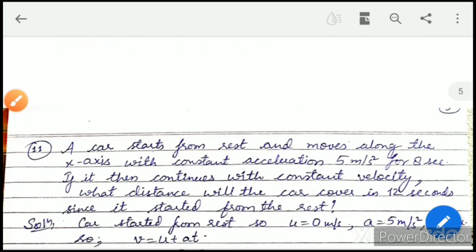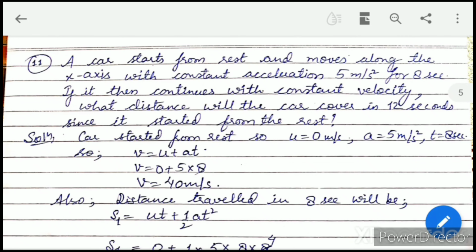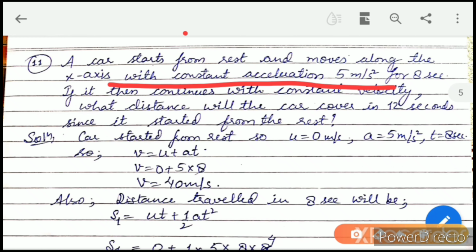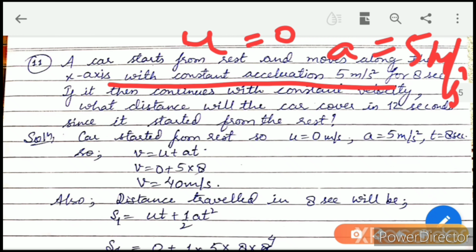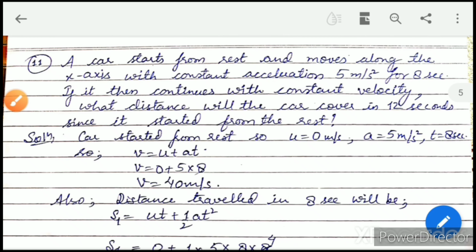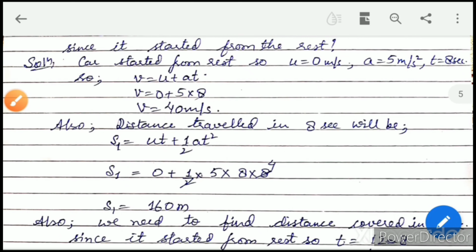Now come to the next question. A car starts from rest and moves along the x-axis with constant acceleration. It starts from rest, that means u is equal to 0, and acceleration a is equal to 5 meter per second square for 8 seconds, time is equal to 8 seconds. If it then continues with constant velocity, what distance will the car cover in 12 seconds since it started from rest? Now this is a twisted question, we have to think about the time.